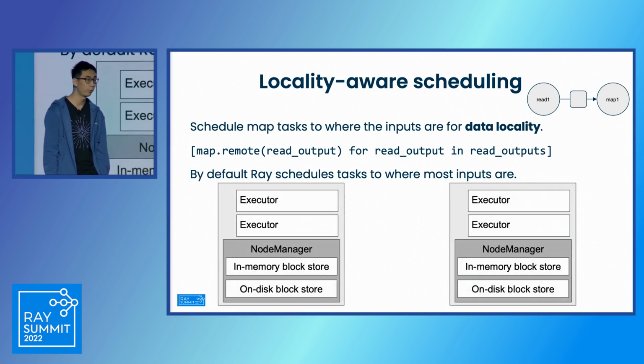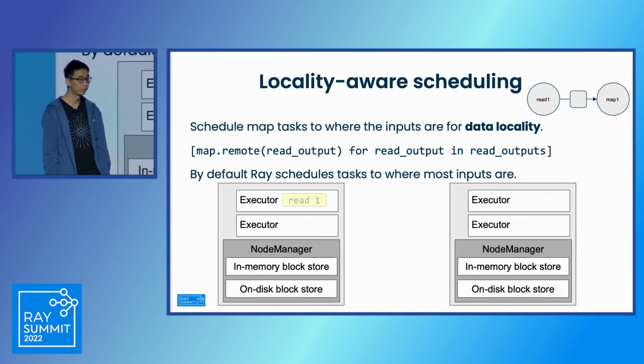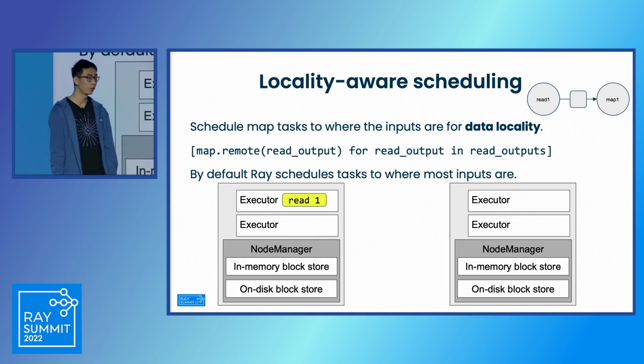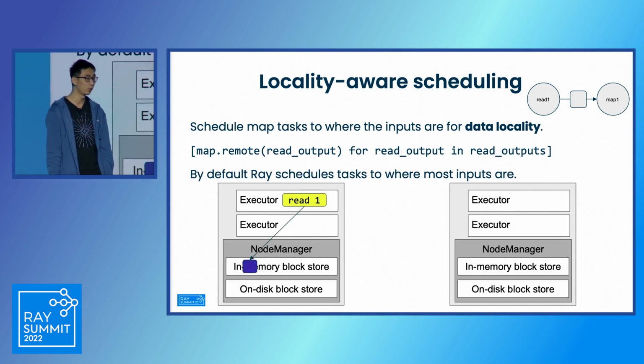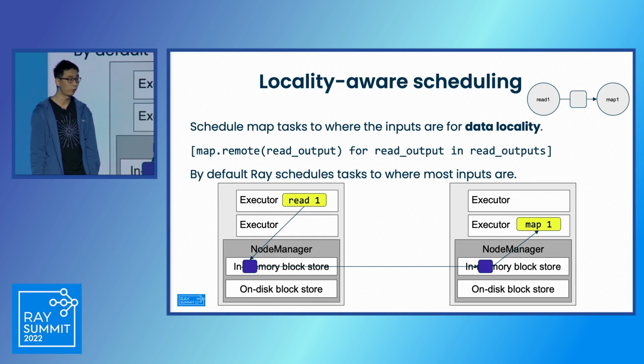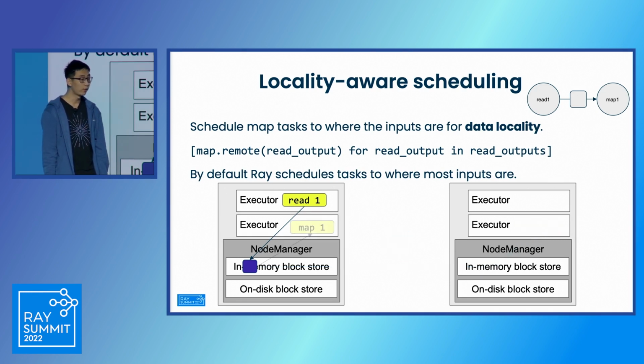Now let's see what happens if we don't have locality-aware scheduling. The read task runs on the first node, and it saves its output to the local in-memory block store. And the map task runs on a different node. As we can see, if the map task is scheduled onto a different node, then the data needs to be moved across the network, which is slow. On the other hand, if the map task is scheduled on the same node as the read task due to data locality, then no data movement is needed.